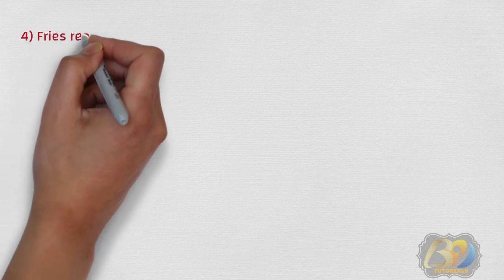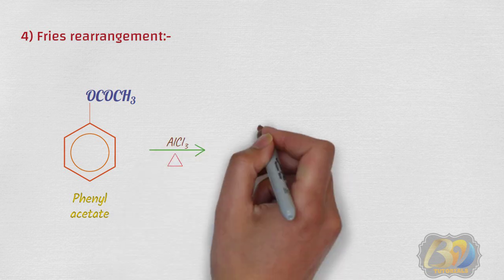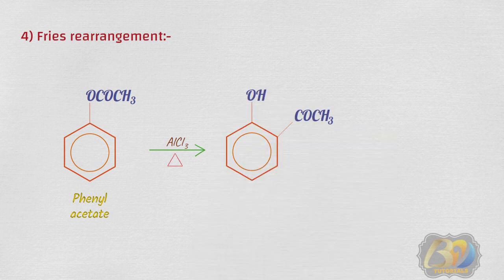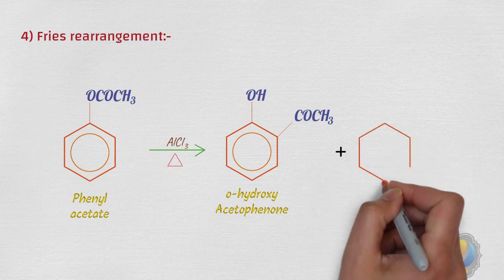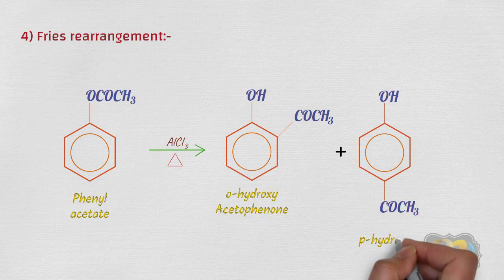And the last reaction is the Fries rearrangement. In this reaction, the ester of phenol, that is phenyl acetate, is heated with AlCl3 to produce ortho-hydroxyacetophenone and para-hydroxyacetophenone. This is a rearrangement reaction because it involves the migration of the acetyl group from oxygen to the benzene ring.